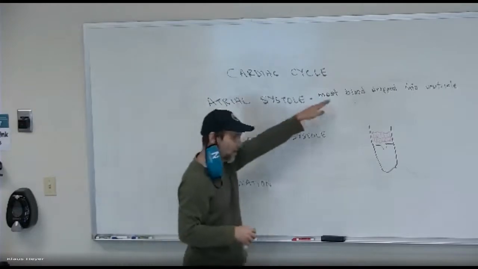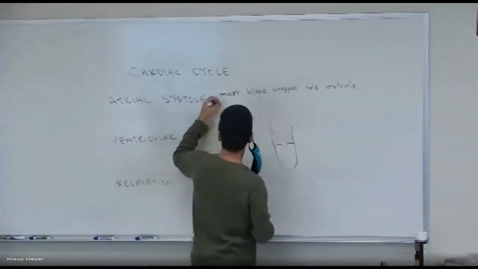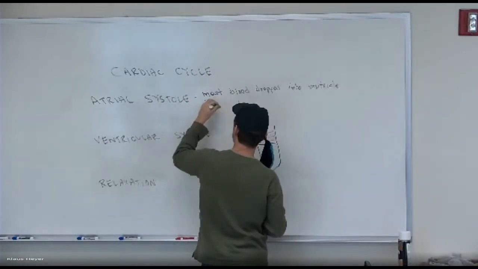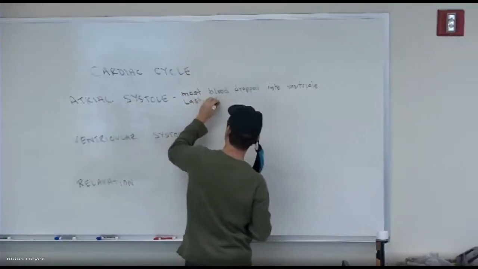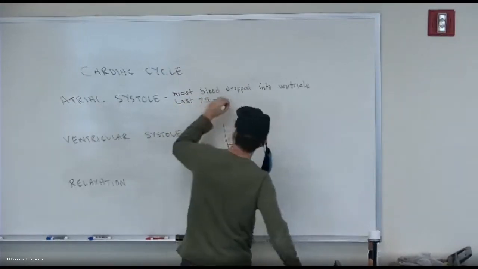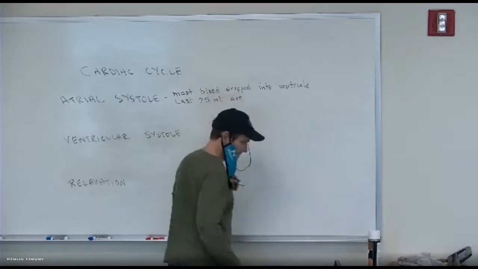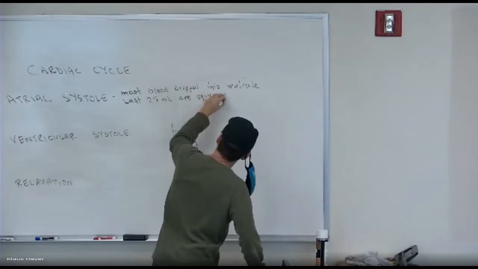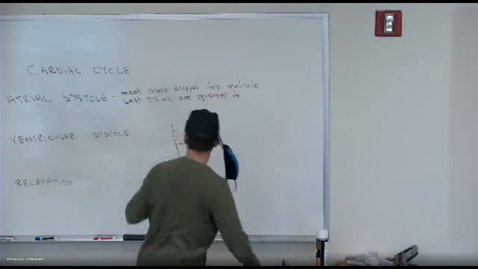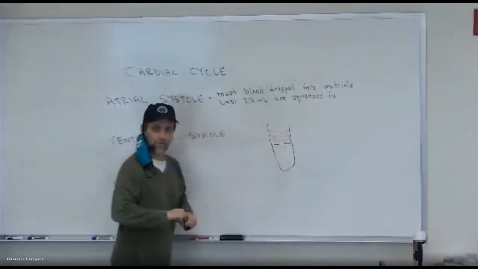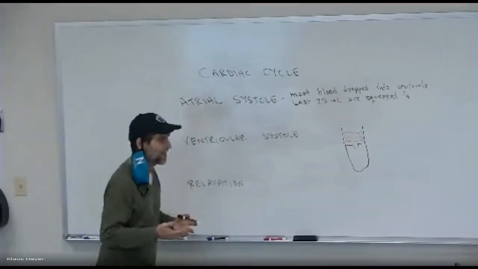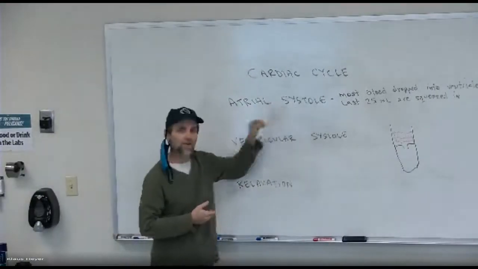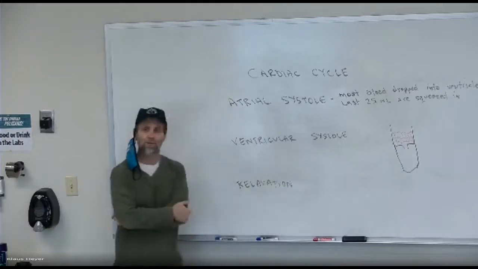So now I've said that most blood's dropped in. Last 25 milliliters are squeezed in. Most of the blood's going to drop in, but there's going to be about 25 milliliters left. Your atria contract. So the atria contract to push that last 25 mils into the ventricle.